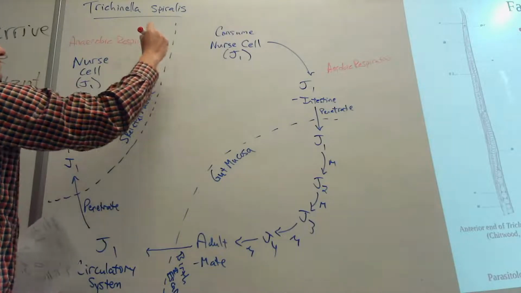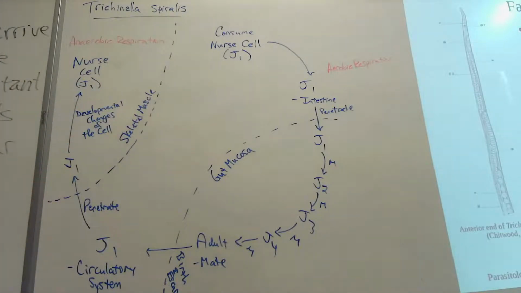Our worm is still respiring, still surviving, still producing energy to keep it alive. But when it's inside that nurse cell, it switches to anaerobic respiration. And I put it up here because we're going to talk about this nurse cell and why it switches to this. Kind of an important feature of our nurse cell.